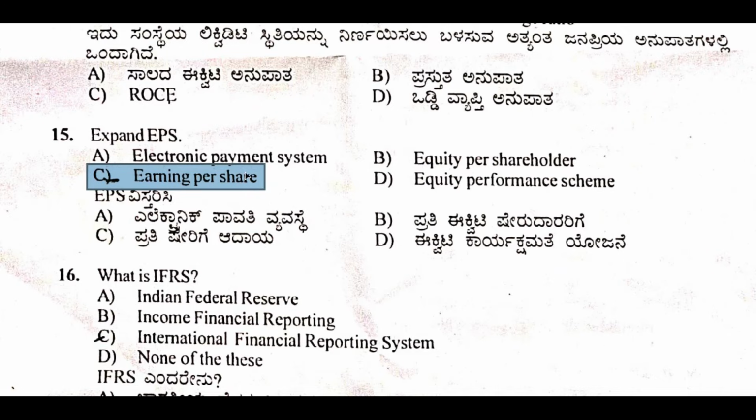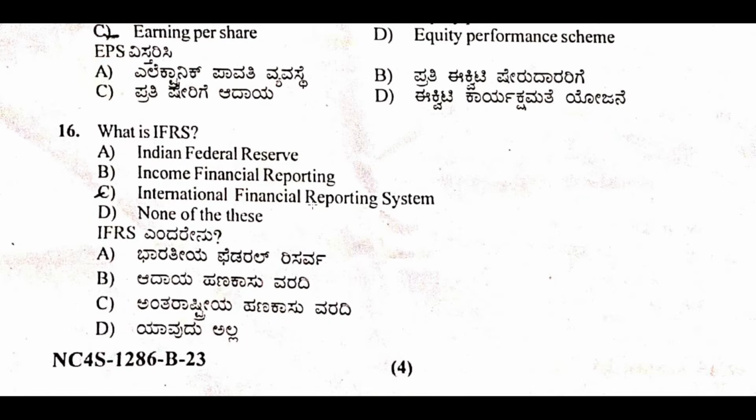Question number 16. What is IFRS? Option A, Indian Federal Reserve, or option B, Income Financial Reporting, option C, International Financial Reporting System, or option D, none of these. So the right option is option C, International Financial Reporting System. It is the international financial reporting system or standards, which set accounting rules for how information should be gathered and presented in financial reports.